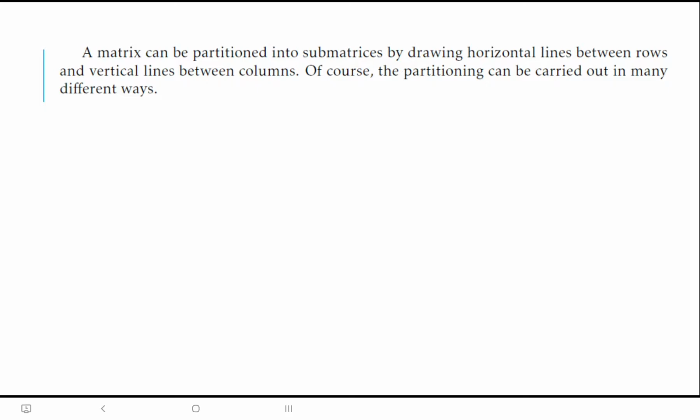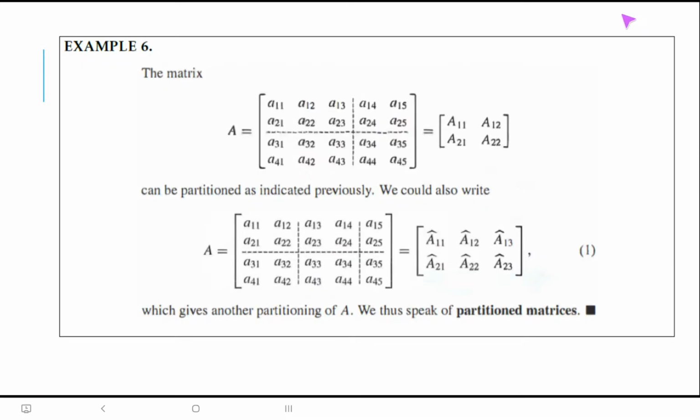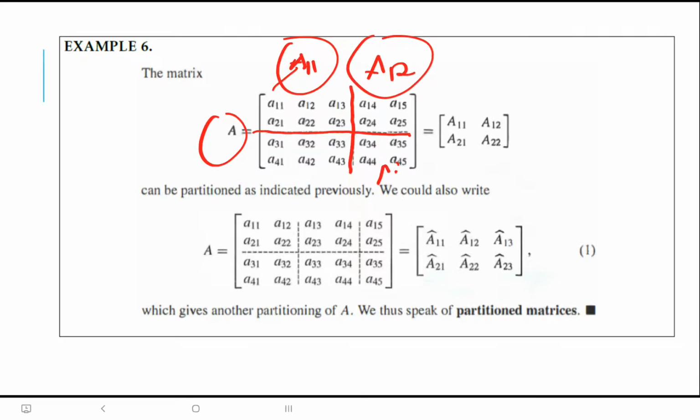When we say partition, what we do is divide it into parts, basically by adding lines, either vertical or horizontal lines. Let's see this here. Suppose we have a matrix A. This is a 4 by 5 matrix. And then we can partition it this way. So we have what we call submatrices. Here, this is what we will call A11. This is the submatrix A11. This is submatrix A12, submatrix A22, and submatrix A21.